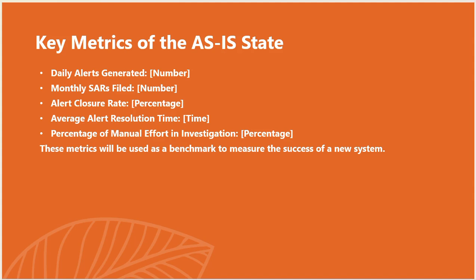How many suspicious activity reports do we file in a month? What is the alert closure rate, meaning how many alerts we close, including those considered false positives? What is the alert resolution time, how long it takes to resolve an alert, what is the process flow, and which stakeholders are involved at that stage? And what is the percentage of manual effort and investigation? These metrics will be used as a benchmark to measure the success of the new system. That is the most important thing we need to add.